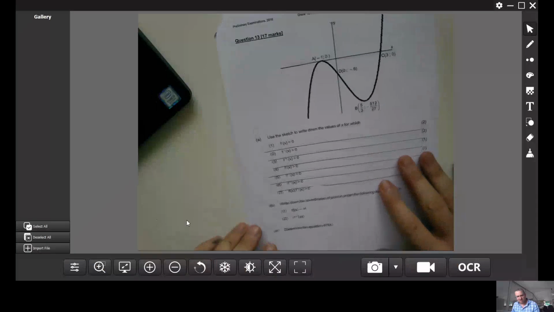All right, matrix, we're just going to do St. Andrews, paper 1, 2016, question 13 and question 14. Okay, so, question 13.